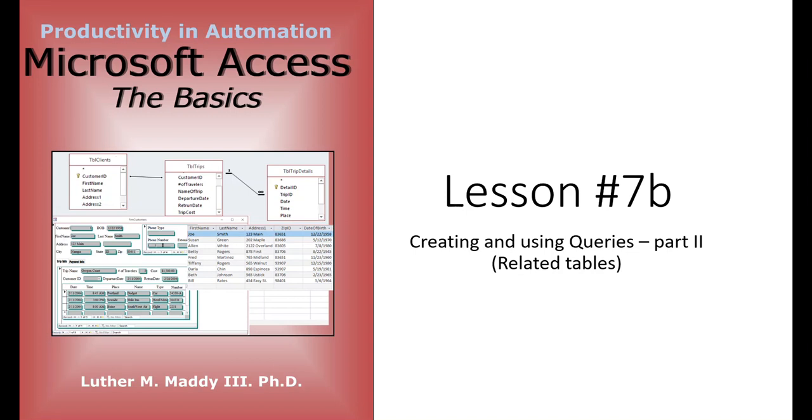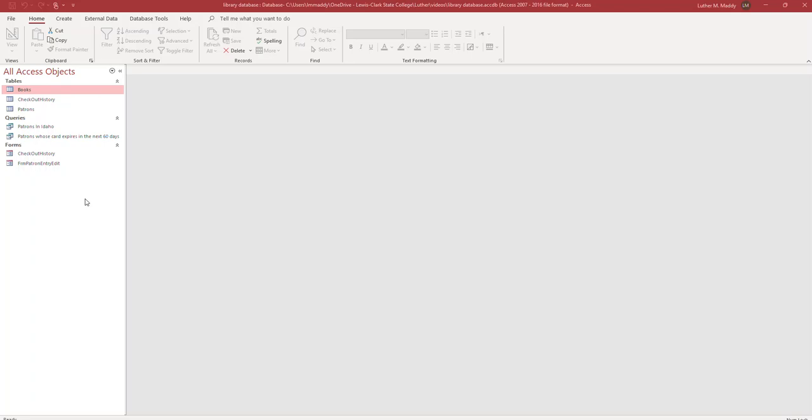Okay, well, let's go ahead and get started back to the library database. All right, so I've opened up the library database, and we see in this library database the two queries that I created in the previous video, part one of creating queries. We have the patrons in Idaho, and then the patrons whose library card expires in the next 60 days. Let me just review those very briefly here.